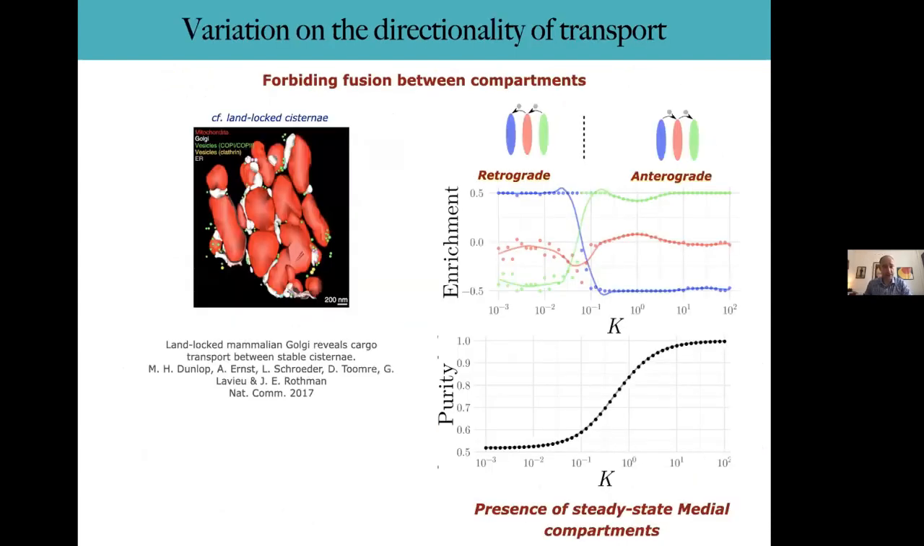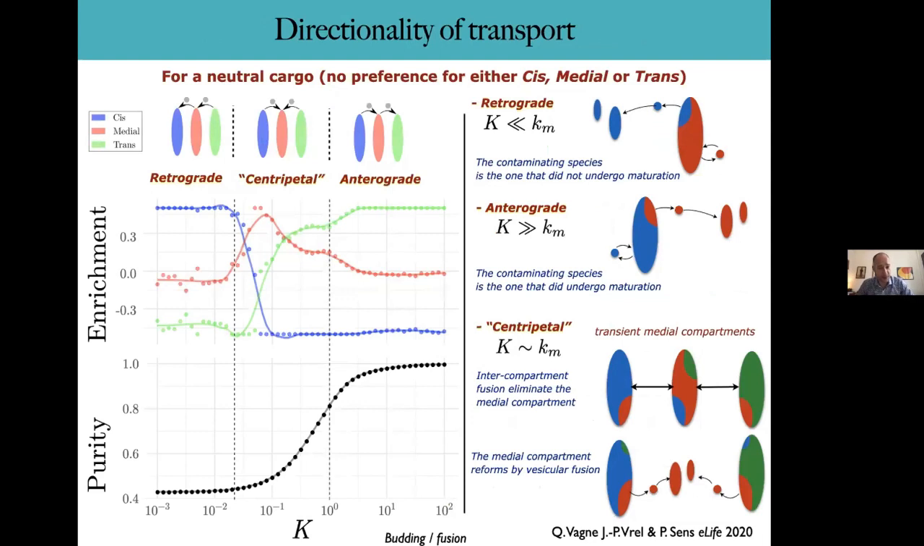So what we see here, which is actually very nice, I think, is the fact that the directionality of vesicular transport does not need to be predefined in advance. It spontaneously emerges, together with the size and purity of the cisternae, from individual rules that are purely based on specific budding and specific fusion of these vesicles.